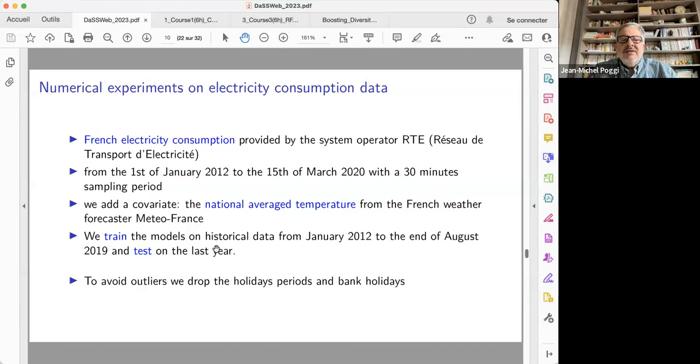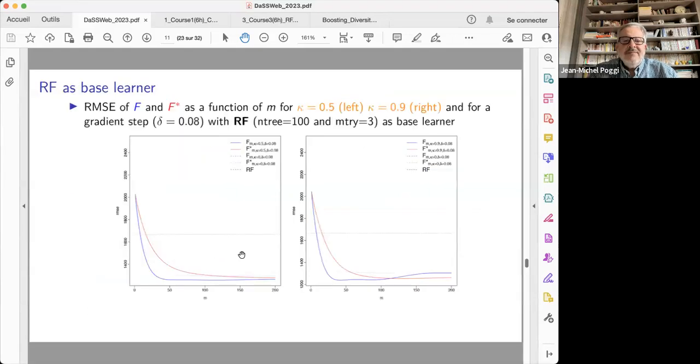So we do exactly the same job as usual. We train the model on historical data for the first years, and then use the last year as the test set.